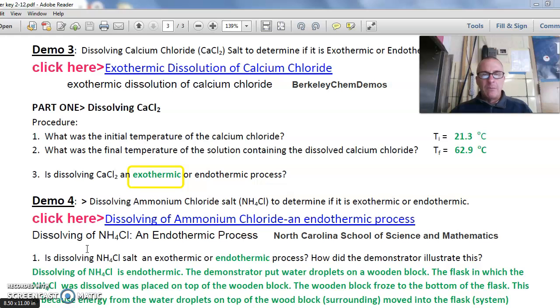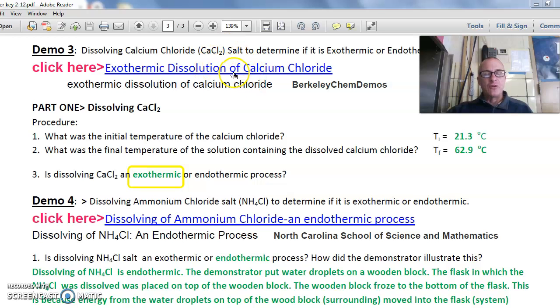Some salts can't be pulled apart by water because the water molecule is not strong enough or doesn't have enough energy to pull it apart. Not all salts dissolve. So in our first demo here, exothermic, calcium chloride.